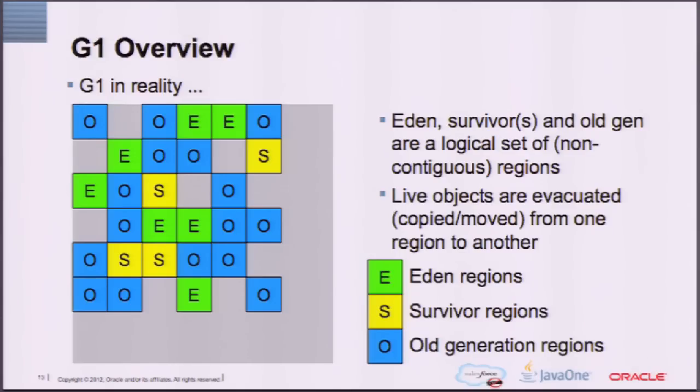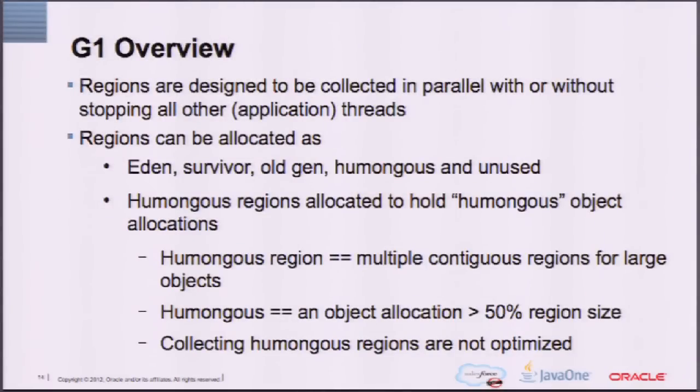The way G1 works is, when a collection occurs, you're evacuating, or copying and moving, objects from a given region into another region. Either you're copying objects from, say, an Eden into a survivor space, or you may be moving them from a survivor space into old generation, or promoting them into a new unused region. Essentially you're evacuating and releasing this region, and saying this is free to be used for something else. These regions are designed to be collected in parallel, with or without stopping the application threads. So portions of these regions can be collected while the application's running, and when you're evacuating, you're going to be doing a stop the world pause.